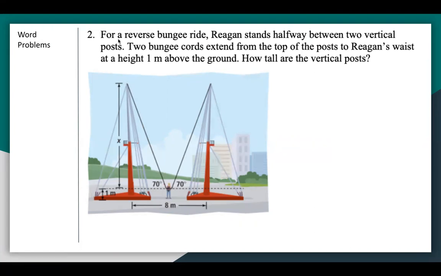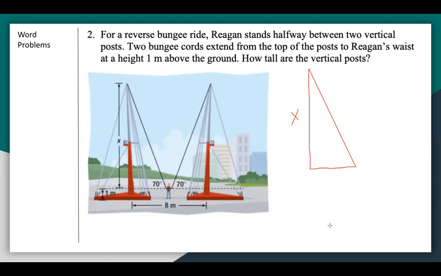And what we are able to do is redraw both of these triangles. If we look at this, I have one triangle that is x meters tall, goes over to Reagan's waist, and this line segment I'm about to draw is the bungee to Reagan's waist. Oops, I have to redraw that. Maybe I should just use the line feature here. It starts at the very top and goes to Reagan's waist.